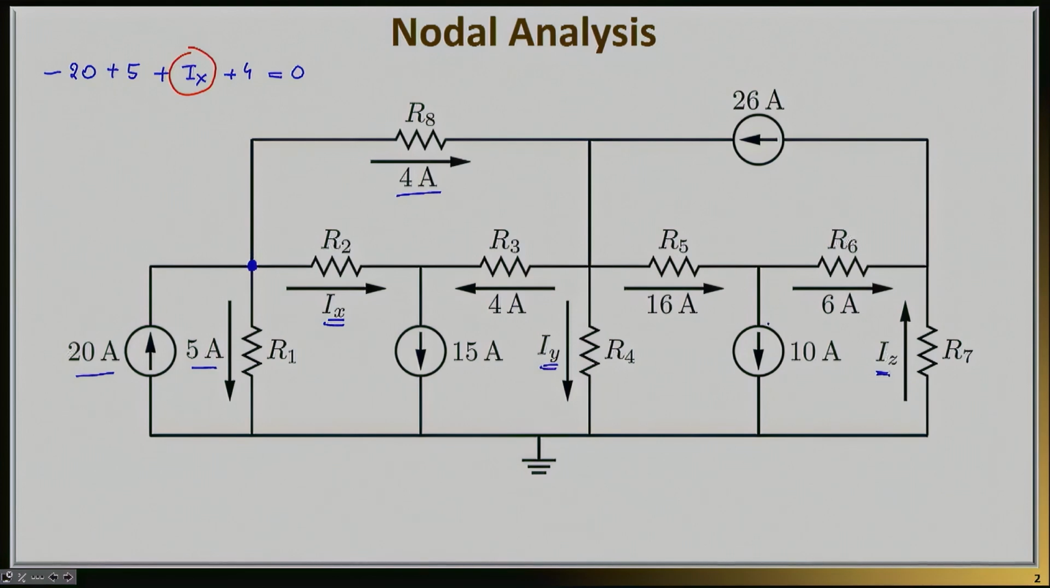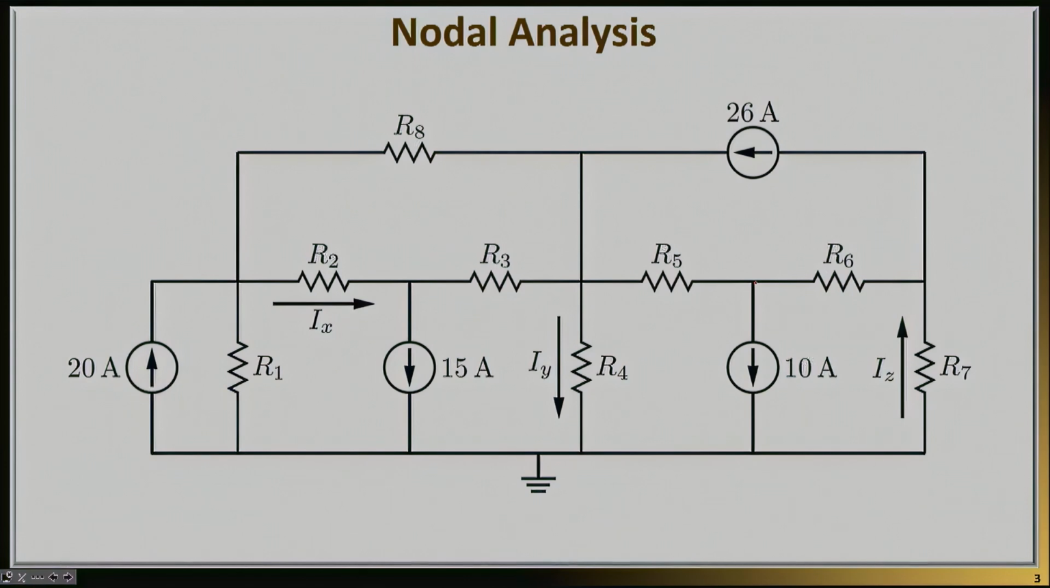And honestly, if you repeat that process for the other essential nodes, you will get every other current that you need. For example, if you focus on this essential node here, with the red color, you will have now Ix, 4 amps and 15 amps, and essentially you'll be able to find Ix again. And similarly, you can keep marching down the circuit until you find all of the Iy and Iz. You might say, good enough, easy.